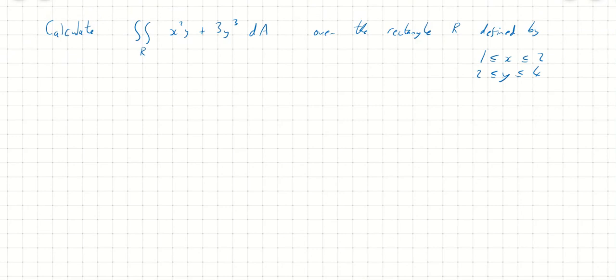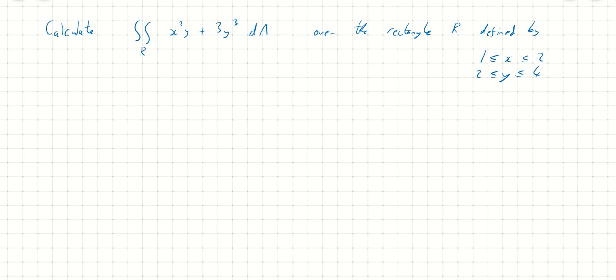In this question, we're going to look at a double integral. Calculate the integral of x squared y plus 3y cubed over the rectangle R defined by x between 1 and 2 and y between 2 and 4.